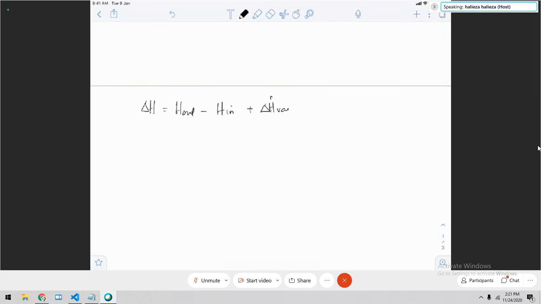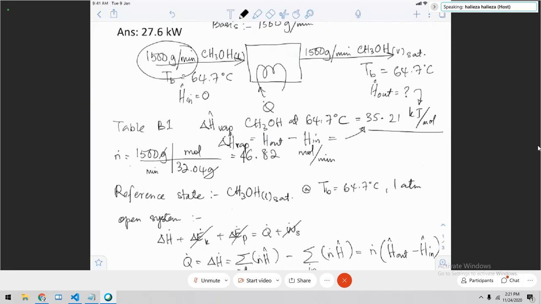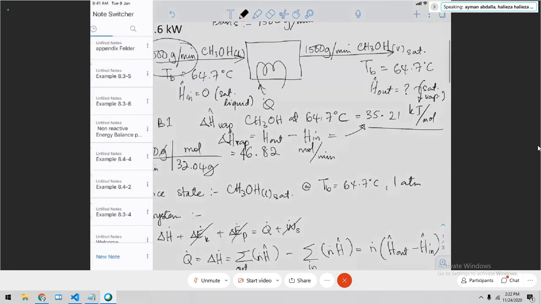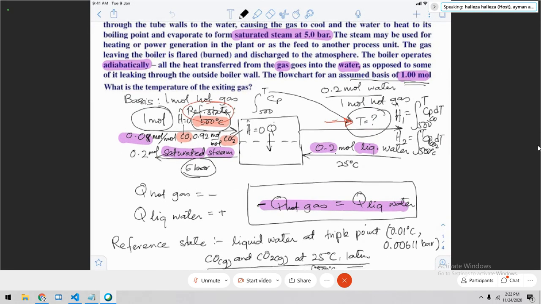Okay, let's look at this. Your H in is the enthalpy of the saturated liquid. Your H out is the enthalpy of saturated vapor. When you look at the steam table, we did this example yesterday. When you convert liquid water to steam, remember we have one example. Did you remember that? Yes, the hypothetical path. Yeah, this one. Okay, you have liquid water.